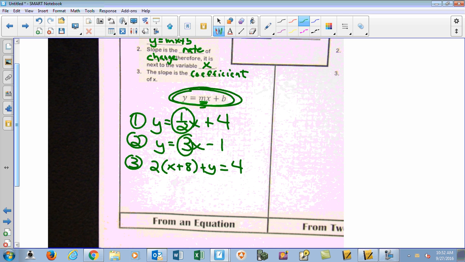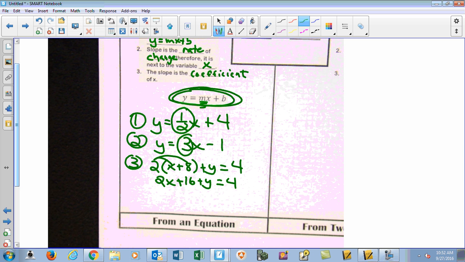Well, by order of operations, what do I have to do first? Okay, can I add x plus 8? No, because they're not like terms. So if I can't do something inside the parentheses and there are no exponents, what's the second thing I have to do, Nick? Distribute. So I'm going to multiply this 2 into x and into 8. So 2 times x is 2x, and 2 times 8 is 16. And then we have plus y equals 4.